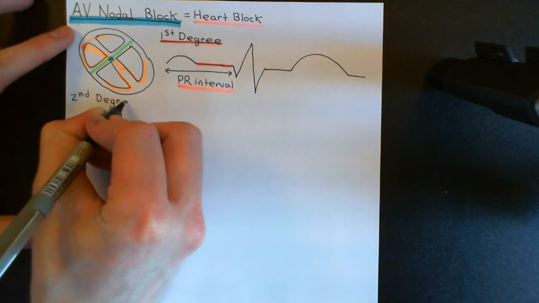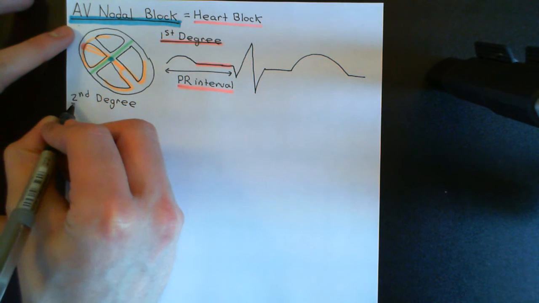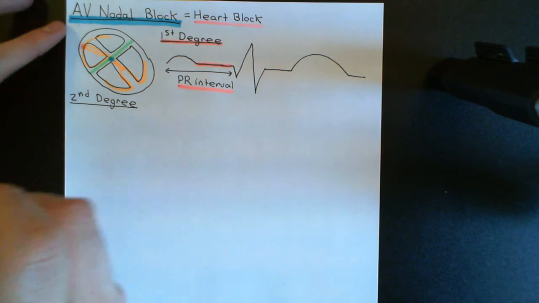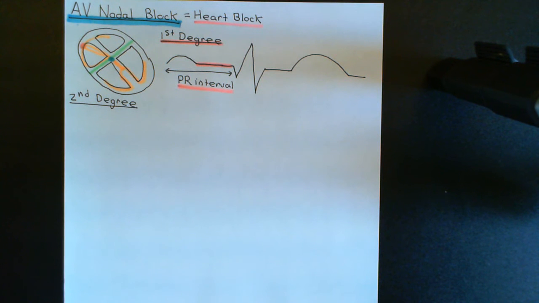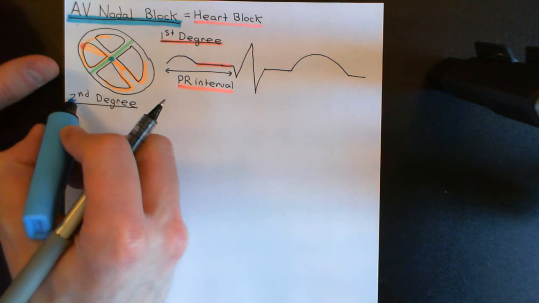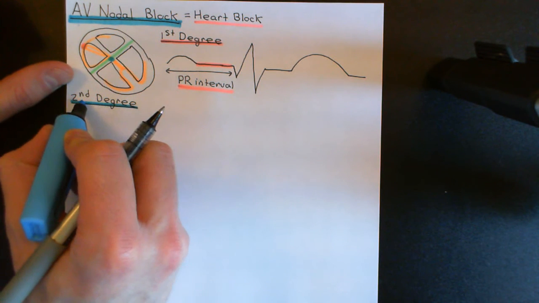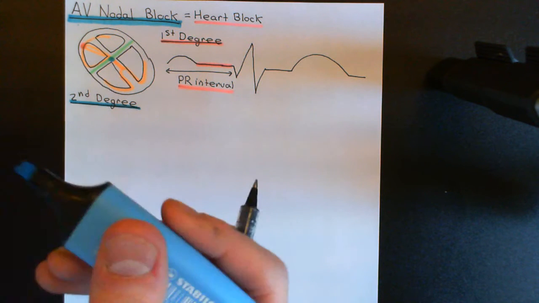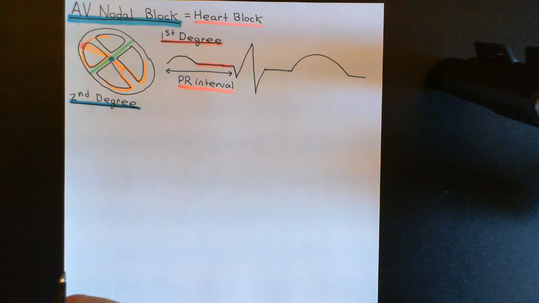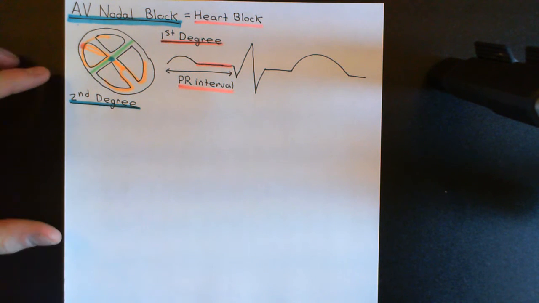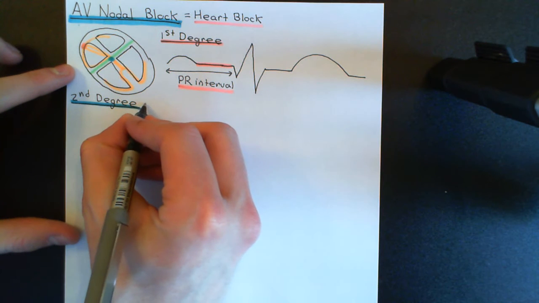Now, there are lots of different types of second degree AV nodal block. There's what's known as Mobitz type 1 second degree AV nodal block, Mobitz type 2 second degree AV nodal block, and then finally there's one that you could really call Mobitz type 1 or Mobitz type 2, and that's therefore called 2 to 1 block instead of calling it Mobitz type 1 or Mobitz type 2.